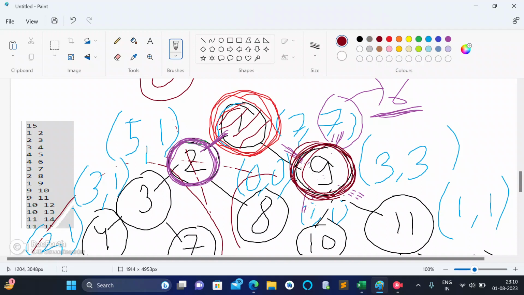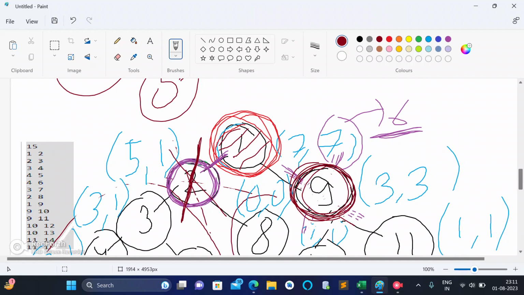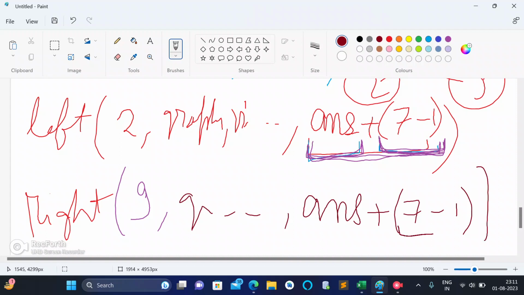Here it is 9. When we do a recursive call on 9, I am thinking that I made a recursive call on the right side, that is 9. Why? Because I had removed 2, because of which these 7 nodes which are present on the left of 1 will get saved. So I will call the recursive call on 9, I will put graphs visited and so on, and I will send the answer to be answer plus 7 minus 1. Why this 7? Because I made a recursive call on 9, that is the right side.